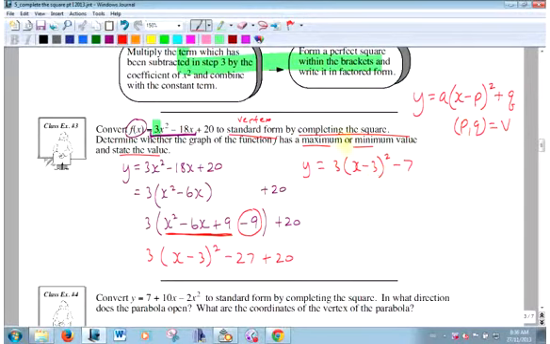Do I know if it has a max or a min? What shape does this make? Is a positive or negative? It's positive. I know this guy opens up. Okay, what's my vertex? p, q. Minus, that's p. It's opposite, remember? So that's 1, 2, 3, 1, 2, 3, 4, 5, 6, 7 in the negative direction. And it opens up. That's what that thing looks like.